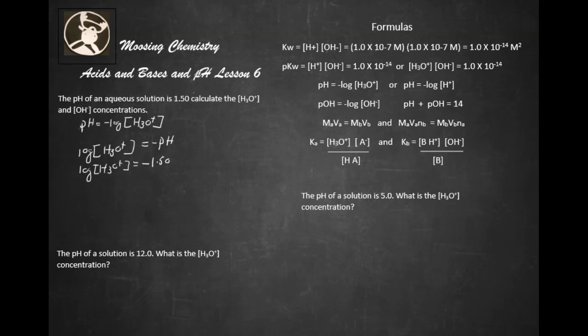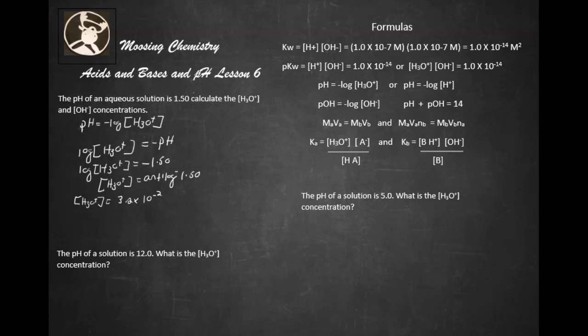Then I'm going to do the antilog, right? So H3O positive equals the antilog on my calculator of negative 1.50. And that should take care of the issue. When I do that, I get my H3O ions to equal 3.2 times 10 to the negative 2.